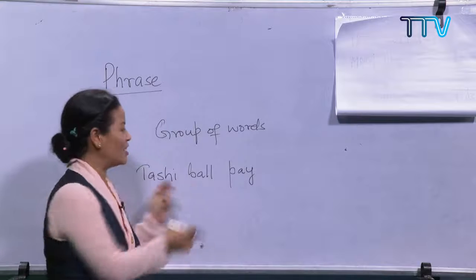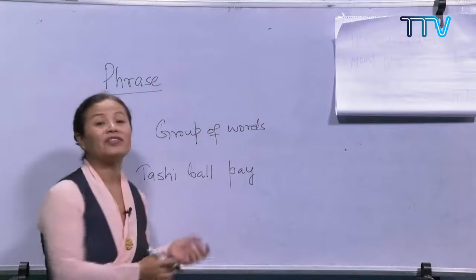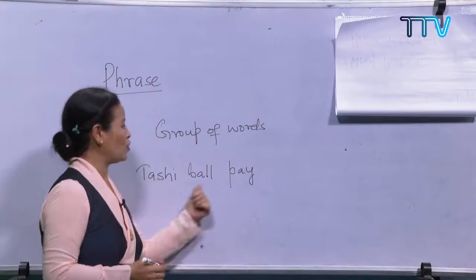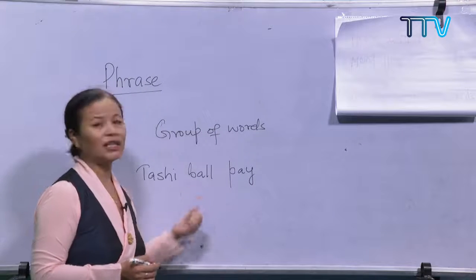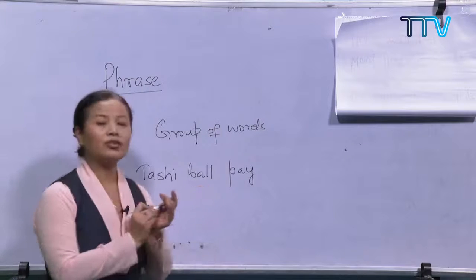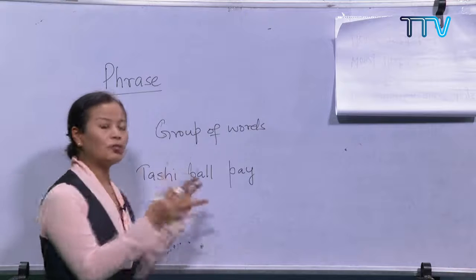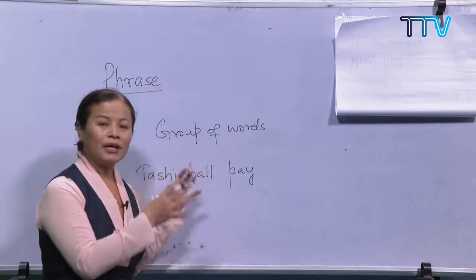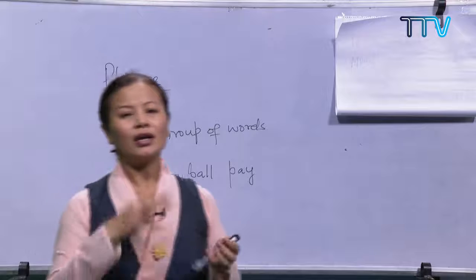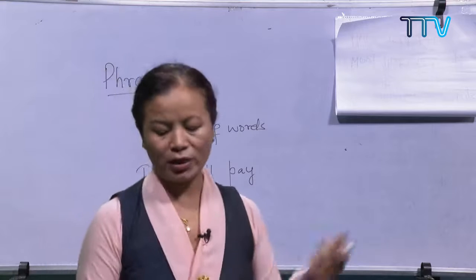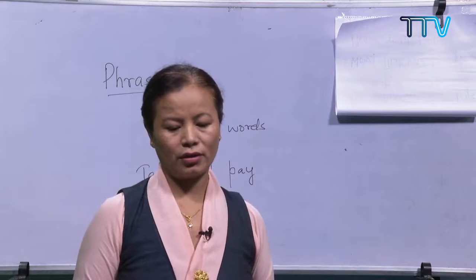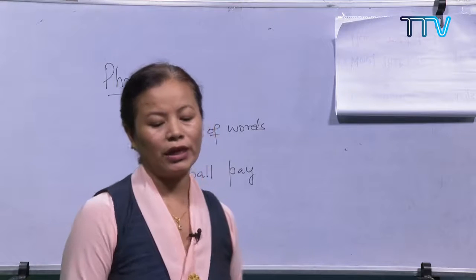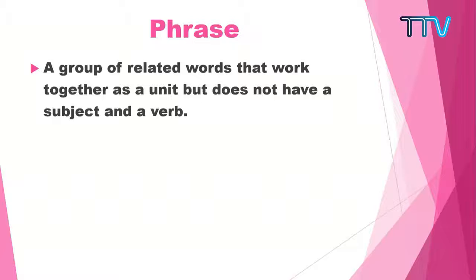Of course not, because these words are not related, right? Tashi, ball, pay, they do not convey anything. What you need to understand is that a phrase is a group of related words that does not convey a complete sense. You need to learn that. A phrase is a group of related words that work together as a unit but does not have a subject and verb, and so we cannot call it a sentence.